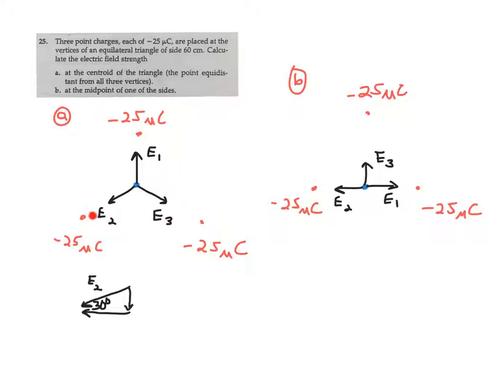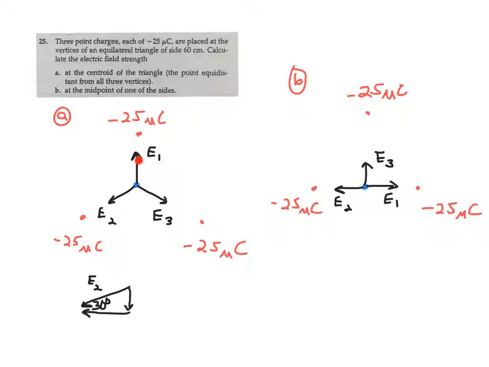All right, and we're looking at the point dead center, which I haven't geometrically figured out the distance yet, but it's less than 60 centimeters to each corner. But I don't need to figure out the distance because you can make a quick argument that these three vectors will cancel out to 0. First of all, there's going to be three fields here. So E sub 1, E sub 2, E sub 3.